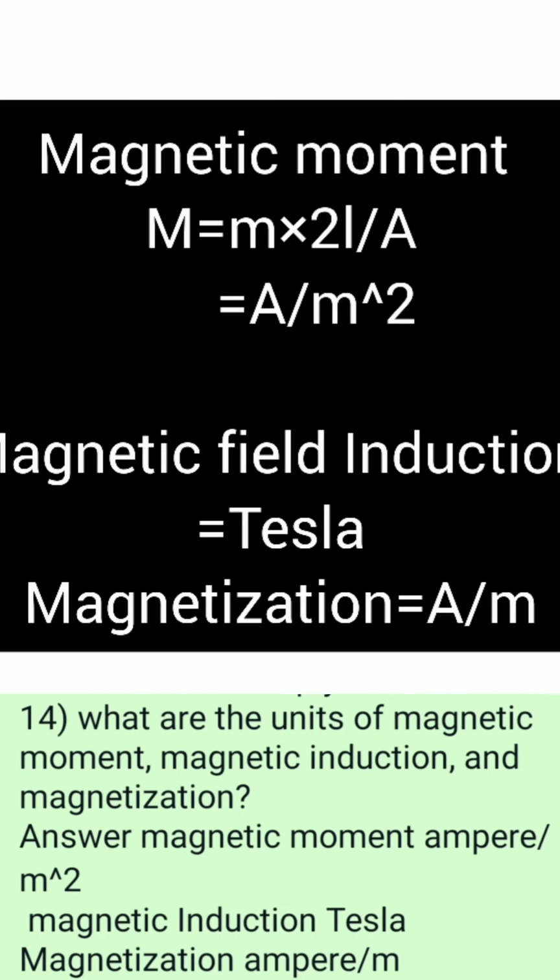15. What are the units of magnetic moment, magnetic induction, and magnetization? Answer. Magnetic moment, ampere square meter. Magnetic induction, Tesla. Magnetization, ampere per meter.